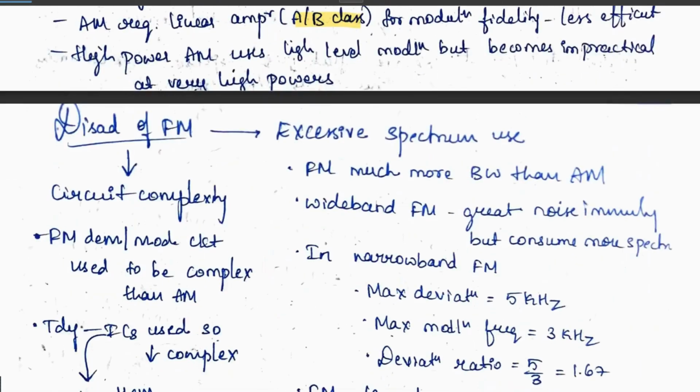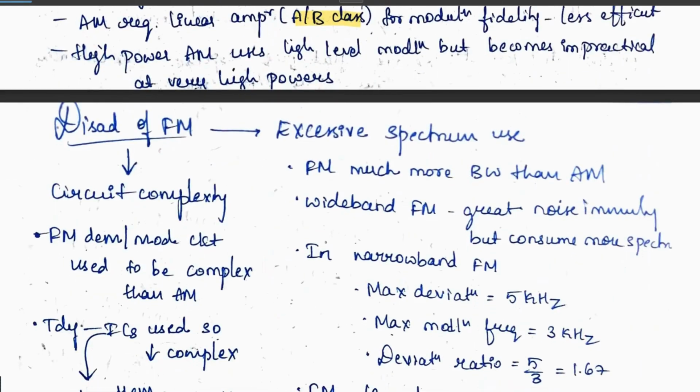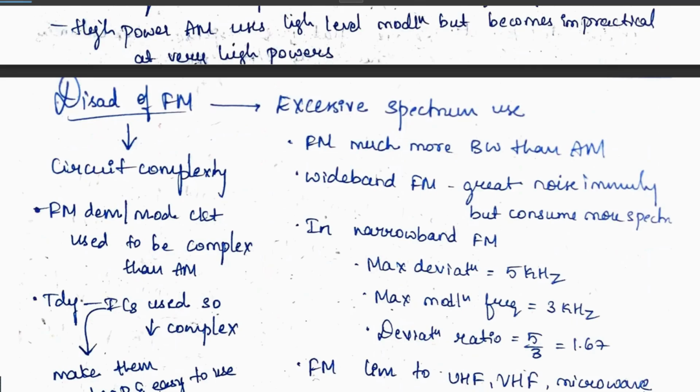Coming to the disadvantages of FM, after the advantages. First thing is excessive spectrum usage. It uses more spectrum, where frequency modulation needs much more bandwidth than AM. Wideband FM has greater noise immunity but obviously needs more spectrum.